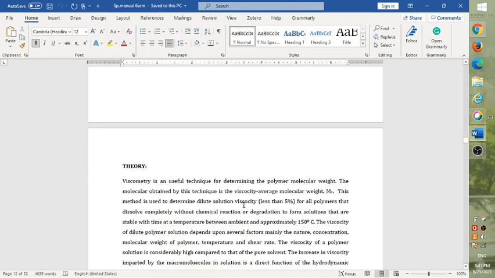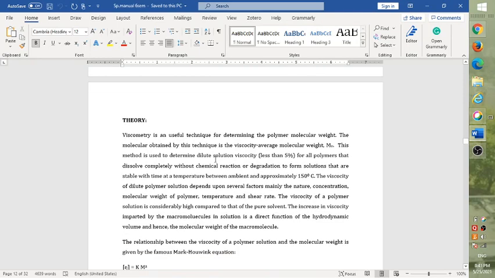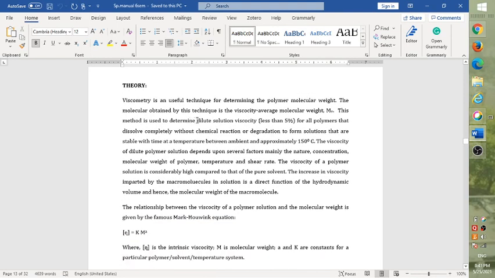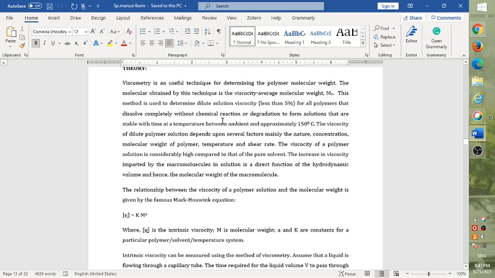Viscometry is a useful technique for determining polymer molecular weight. The molecular weight obtained by this technique is the viscosity average molecular weight, Mv. This method is used to determine dilute solution viscosity, less than 5%. So you need a dilute solution, for all polymers that dissolve completely without chemical reaction or degradation to form solutions that are stable with time and temperature between ambient and approximately 150 degrees Celsius.